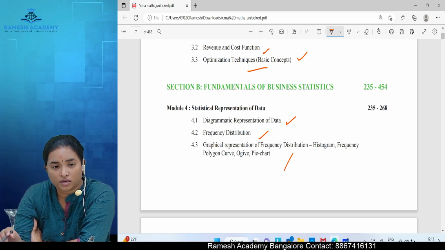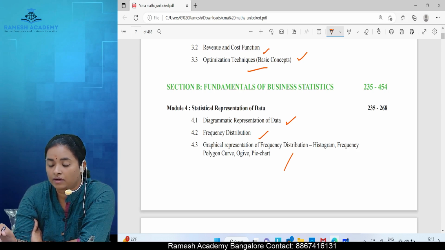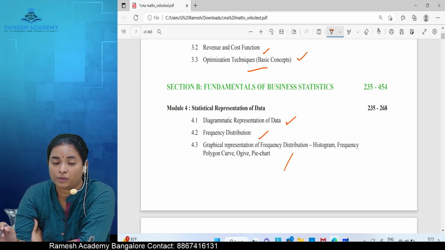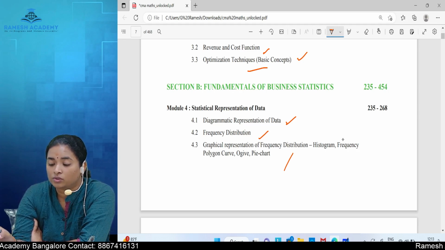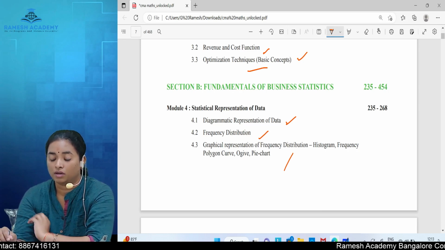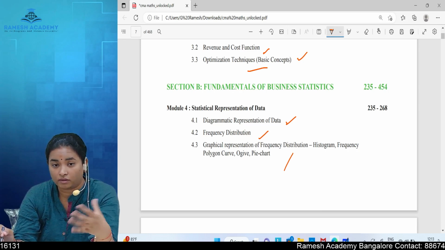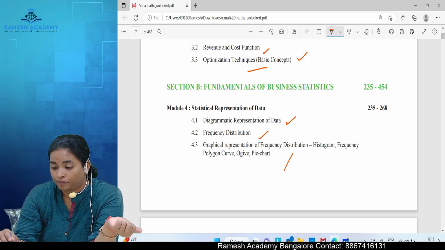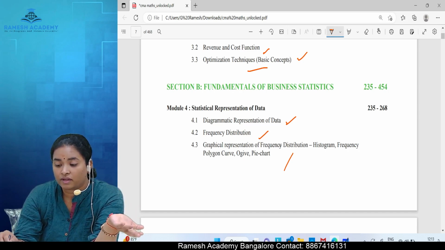Once you understand what frequency distribution is, you will have the histogram, which is one of the ways to represent the frequency of data, where x and y axes will be there. So histogram, frequency polygon. So this is a curve. This curve will also give another way of understanding data. Okay, then we have ogive and pie charts.